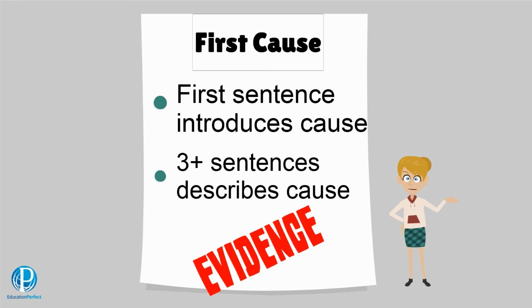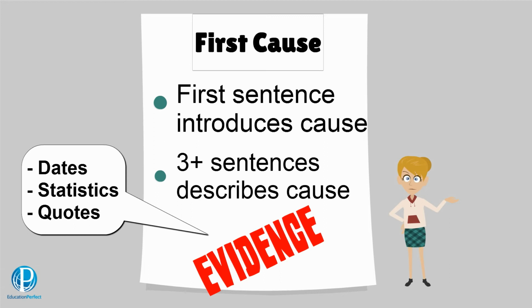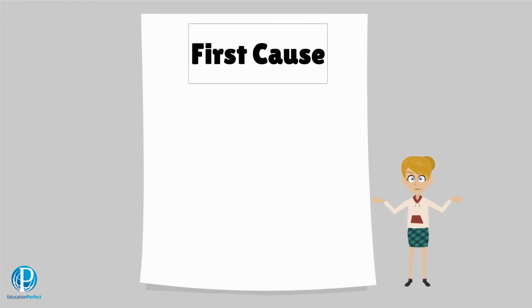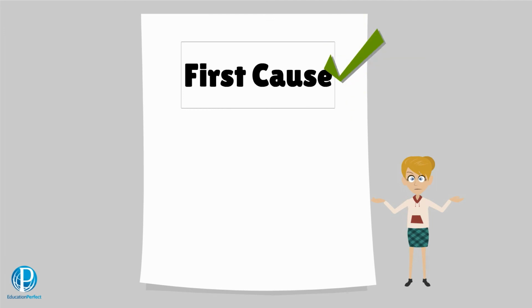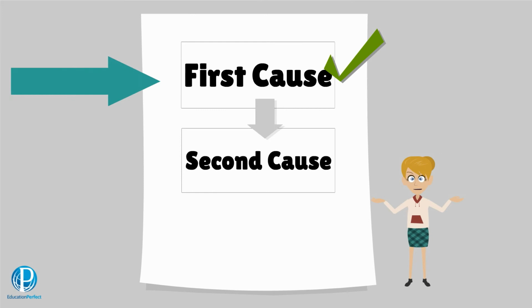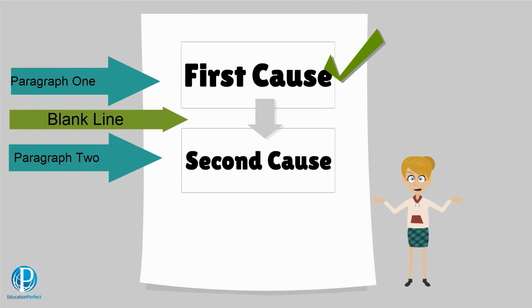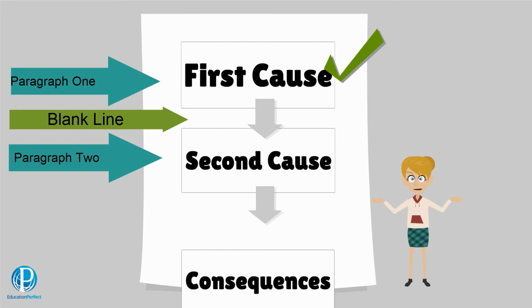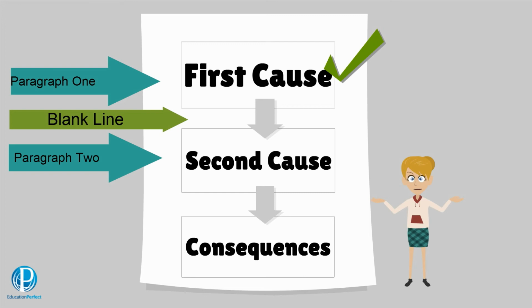It is really important to use evidence when describing your cause. This legitimizes your argument. Evidence might be dates, statistics, or even quotes. And that's 1 paragraph complete. We will use this structure for your next causes as well. Remember to separate each cause and consequence into its own paragraph, and make sure each paragraph is separated by a blank line. When you've written about all your causes, it's time to write about the consequences of your historical event.